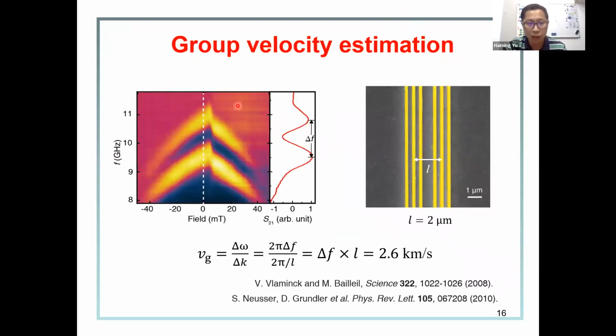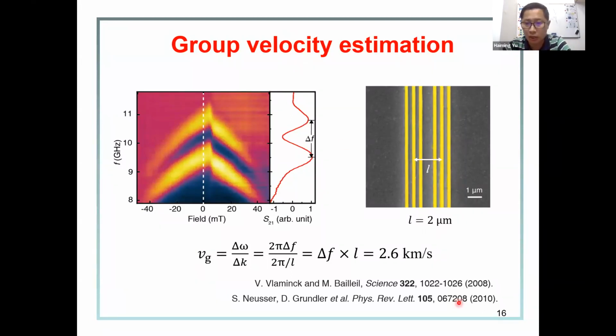If we look closely at this high frequency mode, if we take, for example, the line plot at zero magnetic field, we can see there's oscillation in the spin wave transmission spectrum. This is due to the phase oscillation probed by the vector network analyzer. If you consider these two peaks, it's a phase change of 2 pi. And if we extract the frequency span between these two peaks, we can, using a simple formula, estimate the average group velocity, which is about 2.6 kilometers per second.